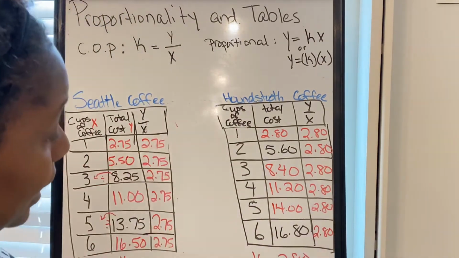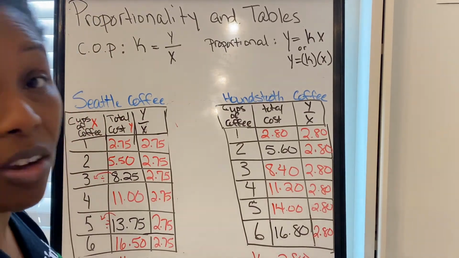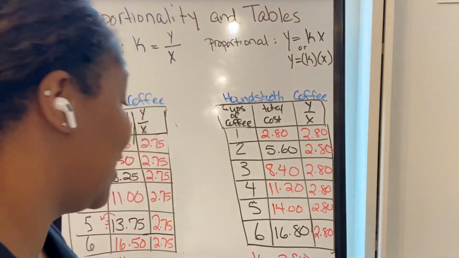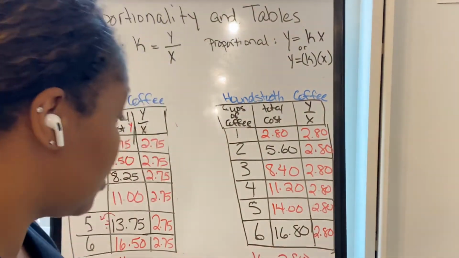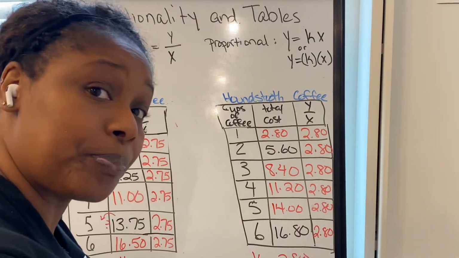Now, if I'm looking at this and I'm going to go get myself a cup of coffee, or say I'm going to get coffee for the whole class, why would I spend $16.80 when I can spend $16.50? I'm going to save 5 cents per cup.